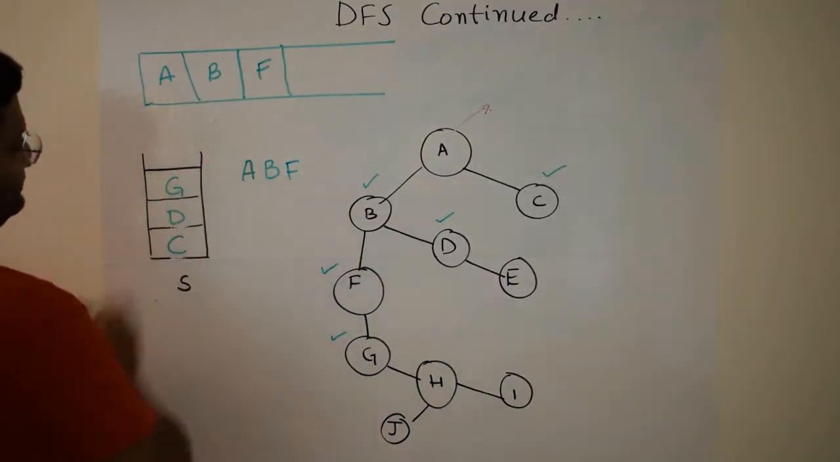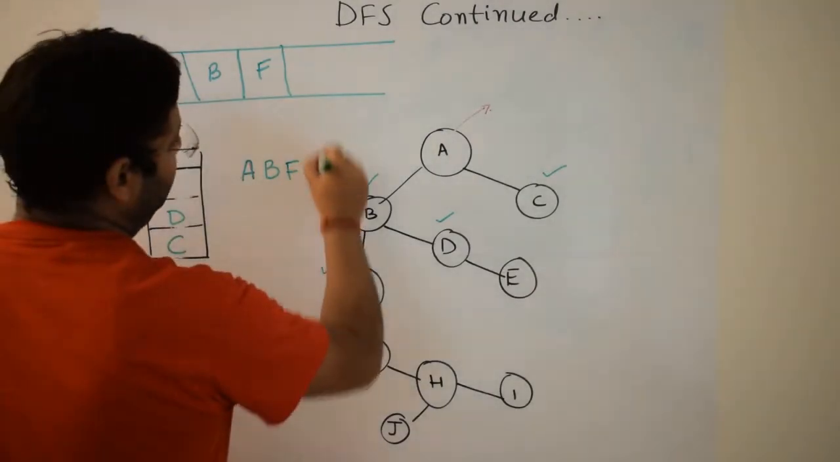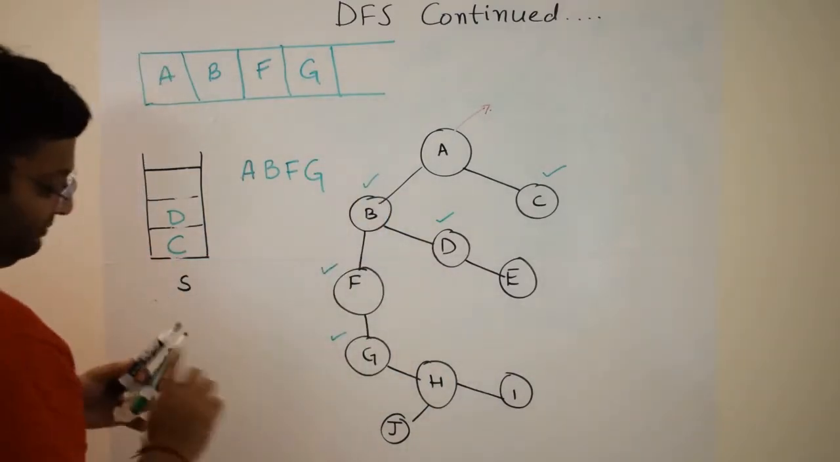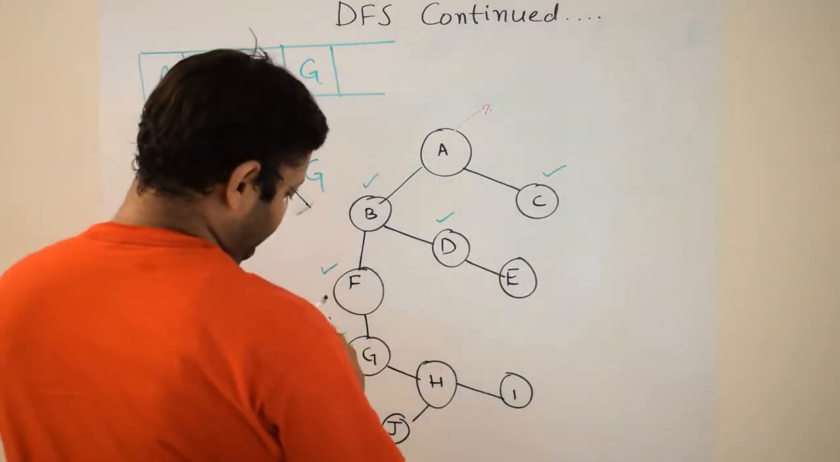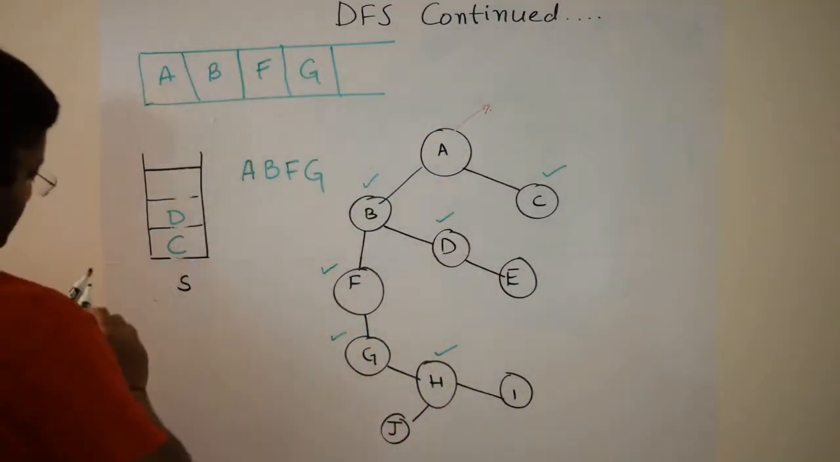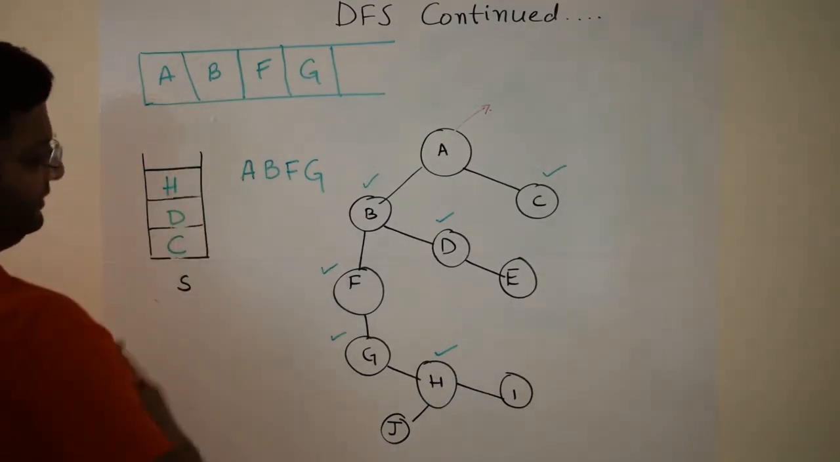Now pop out G. G has been popped out. Mark it as visited. Search neighbors of G which have not been visited. There is only one neighbor. Has it been visited? No. Move here to H. Now push H onto the stack. Again pop out H.